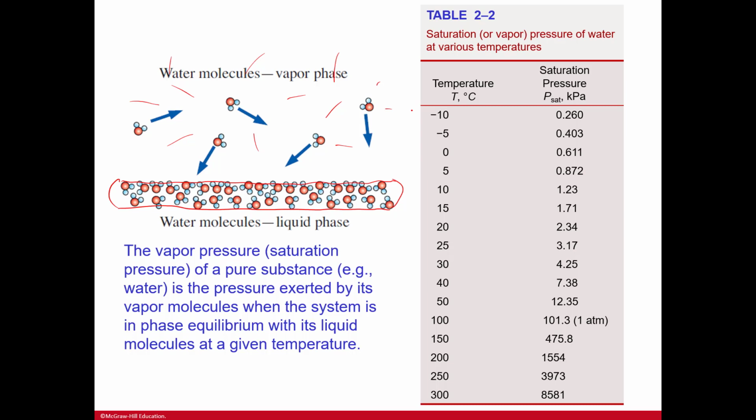Vapor pressure, the saturation pressure of a pure substance, for example water, is the pressure exerted by its vapor molecules when the system is in phase equilibrium with its liquid molecules at a given temperature. So it's just telling you how these different ones relate, but I feel like it's easier to see on the graph.